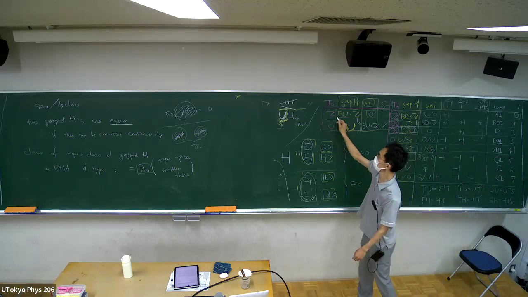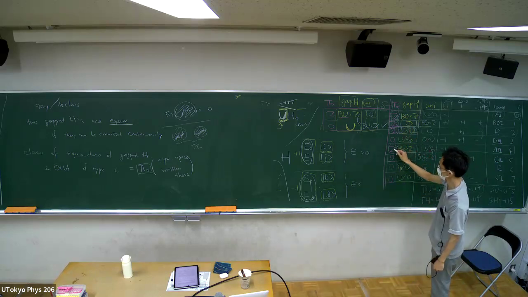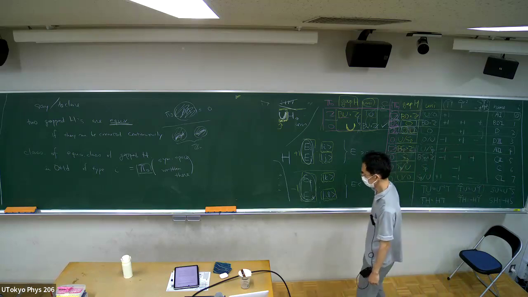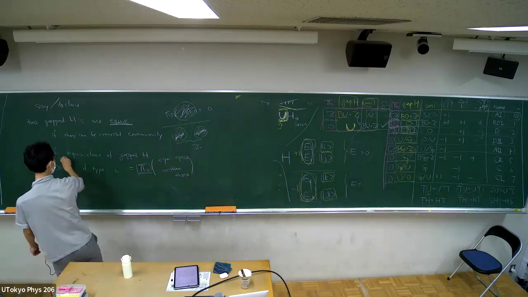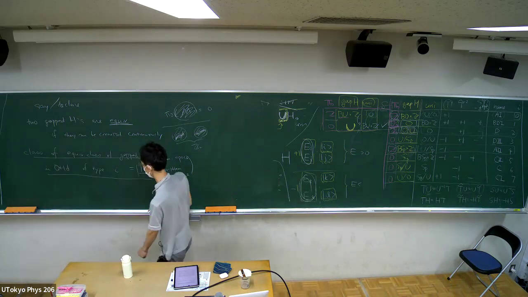So on this side, you get Z and 0. On the other side, you get Z2, Z2, 0, Z, 0, 0, 0. So that's what you get. And that gives you the classification of equivalence classes of gapped Hamiltonians in 0+1D of type I.